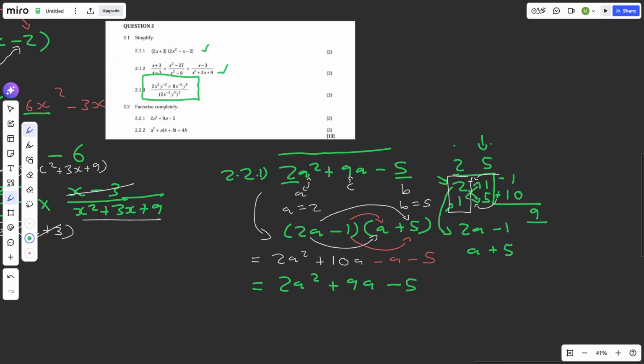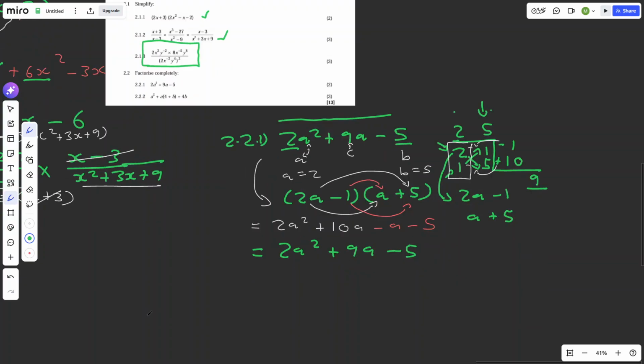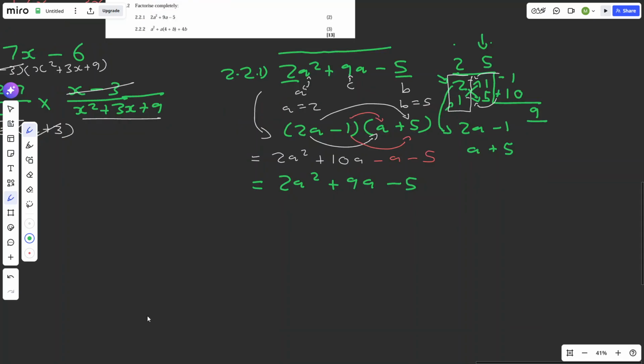So let us go to the next part. Next question. So in the next question, we have question 2.2.2. So we are given a squared plus a 4 plus b plus 4b. So now what we have here is quite a long list, right? Different terms. We've got a squared, a, and 4b. So we've got two variables.